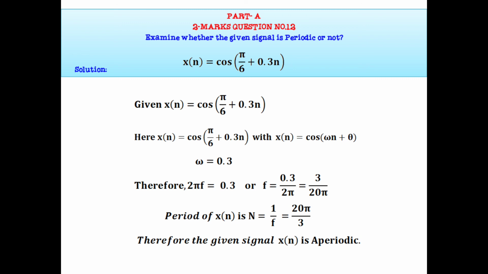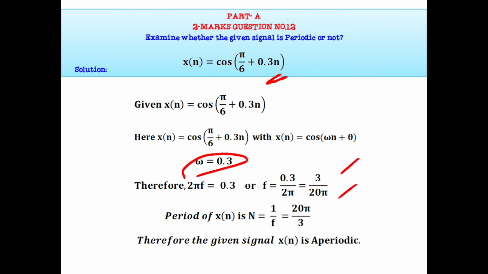Examine whether the given signal is periodic. x of n equal to cos of pi by 6 plus 0.3 n. So we should be worrying about only the coefficient of n. We should not worry about the pi by 6 here. So in order to confuse you, they will give expressions like this also. So what is the coefficient of n here? It is 0.3. So omega is nothing but 0.3. So 2 pi f is equal to 0.3. f is equal to 0.3 by 2 pi, or multiply by 10 divided by 10 to make 0.3 into 3, and you will get 3 by 20 pi.